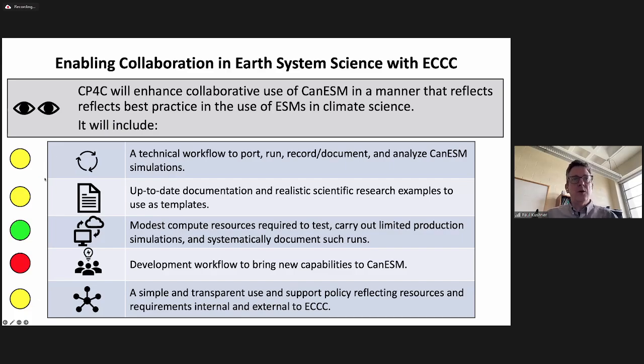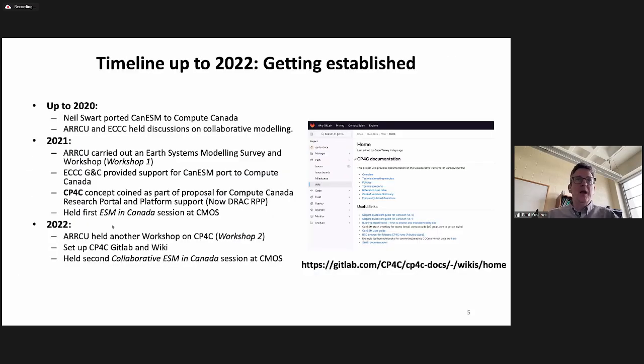So the technical workflow, the documentation is in progress. We have some good examples now. We are developing a use policy and a support policy that I'll talk about later. We really aren't in a position yet for the external community to contribute collaboratively to CanESM, but that's where we're aiming. And we do have these modest resources through the Alliance, formerly Compute Canada, to actually do simulations with CanESM, at least in testing mode.